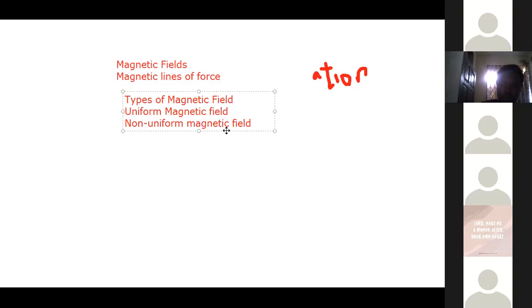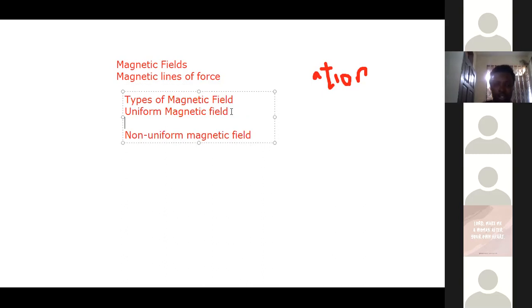Now, we are going to talk about the characteristics of each: what makes it uniform and what makes it non-uniform. Definitely, when we talk of uniform, we know that it is ordered. When we talk of non-uniform, we are talking about something which is not ordered. Now, let's look at the characteristics of a uniform magnetic field. Let me change the color too.